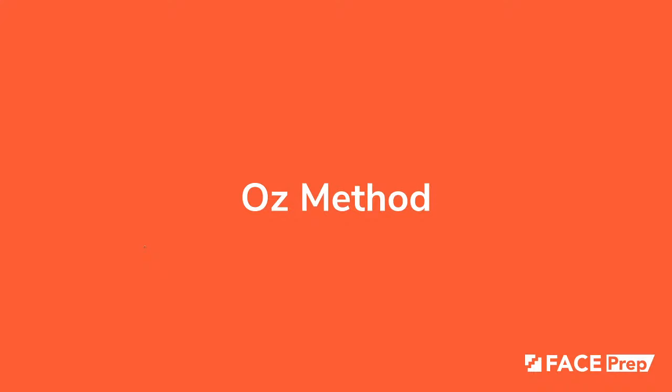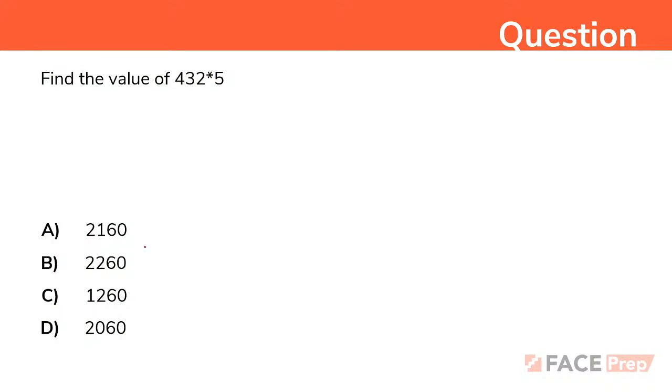Okay, now I'll not tell you what the Oz method is by just a definition. I'll just give you a question. Okay, let's see how many of them will come up with the answer and also the method. So here is the question. You have to find the value of 432 into 5. So what is 432 into 5?